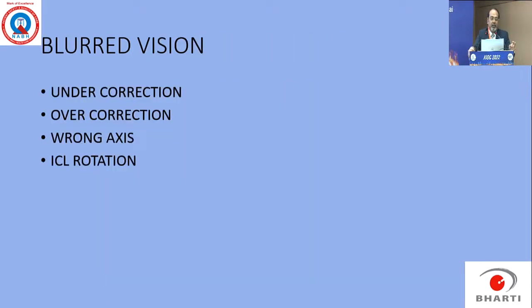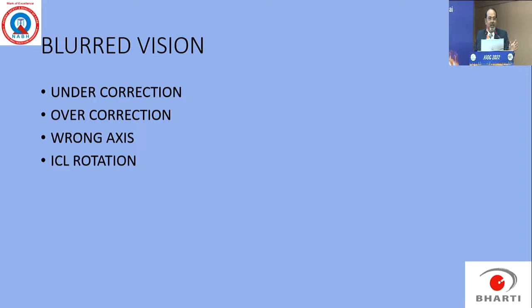Other things that are possible are under correction or over correction, which is of course related to your examination. It's very rare that you have done a refraction more than a couple of times and then your ICL will go wrong. Wrong axis and ICL rotation are also because of sizing issues, and we have discussed sizing in the other talks.